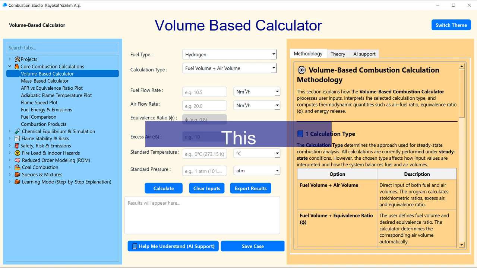The volume-based calculator tab. This tab allows users to perform combustion calculations based on the volumetric inputs of fuel and air. It is typically the first step in the analysis, where the user defines the mixture composition and initial combustion setup. The software then automatically computes the corresponding air-fuel ratios and other combustion parameters.